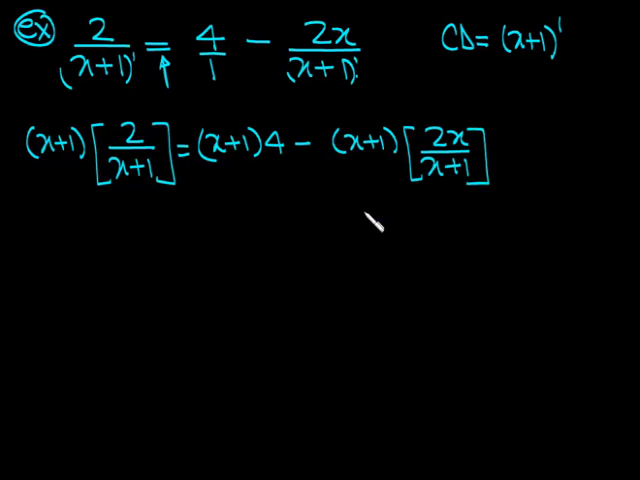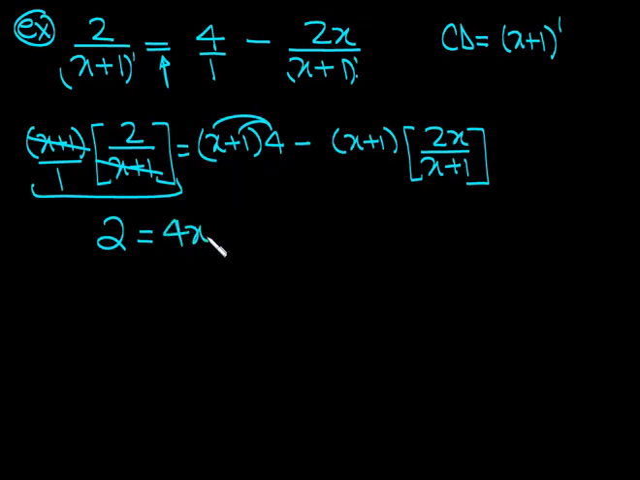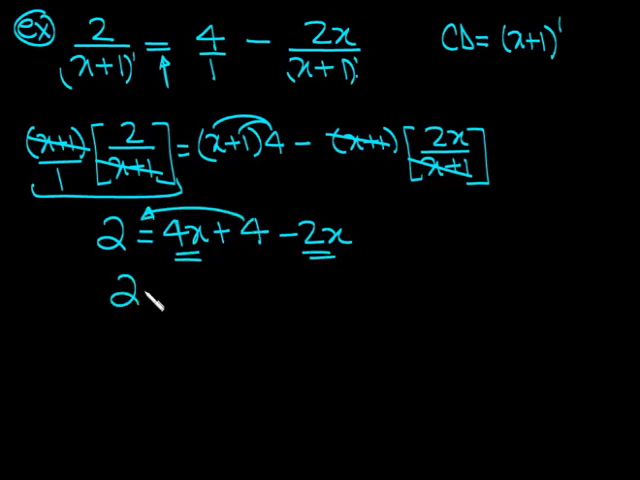Okay, so what happens on the left hand side in this term, because this is technically over 1, I can cancel things from the top and the bottom, so this cancels, so I just get a 2. Out here I can distribute because there's no fractions here, so we get 4x plus 4. Out here the x plus 1's cancel, so you get minus 2x. I want to solve for x. I want x's on one side. Since they're already on one side, I'll just move the 4 over. So you get 2 minus 4 is equal to 4x minus 2x.